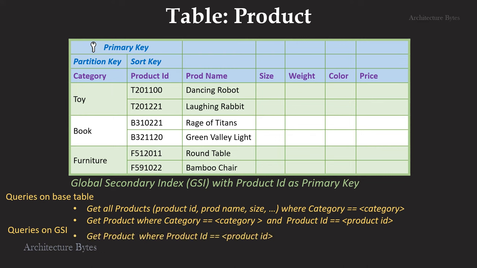It is important to note that we have chosen our primary key, partition key, and global secondary index based on our access patterns.